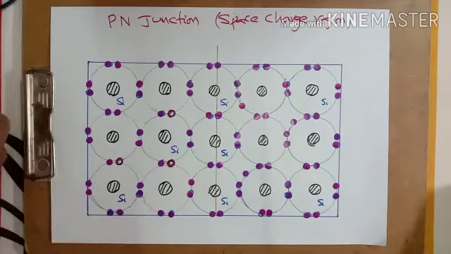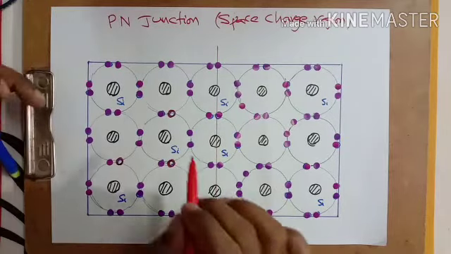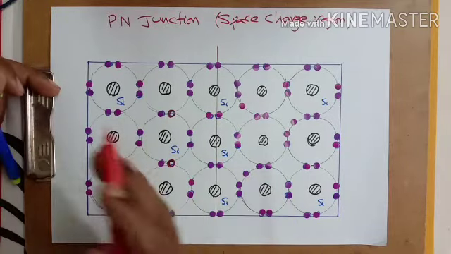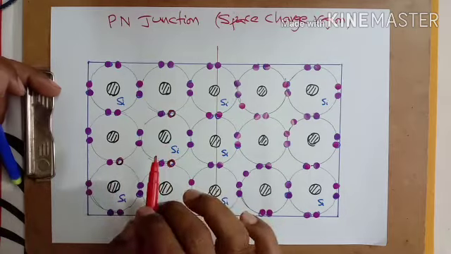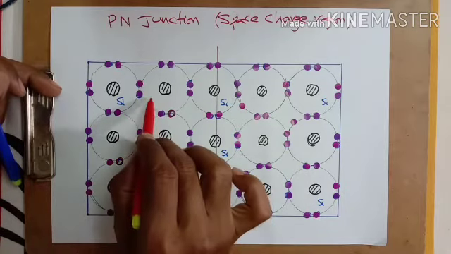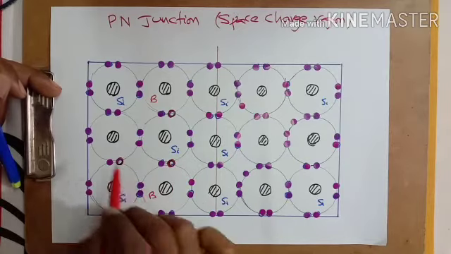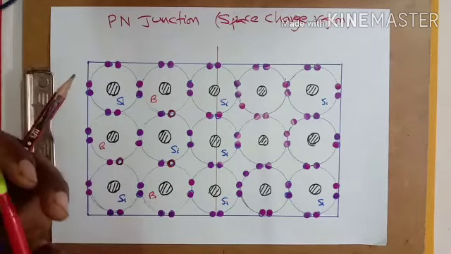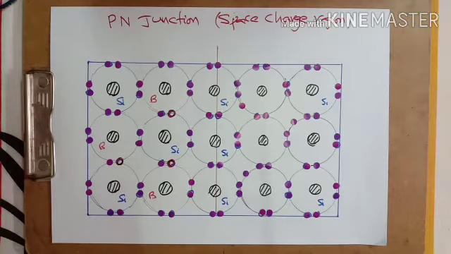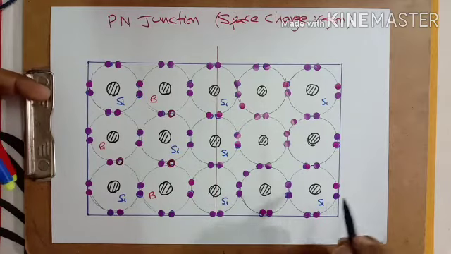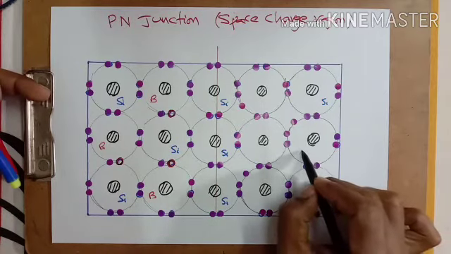And red circles are trivalent atoms. Say for example they are boron atoms. And similarly, we have black circles here to the right side. They are, say, phosphorus atoms.